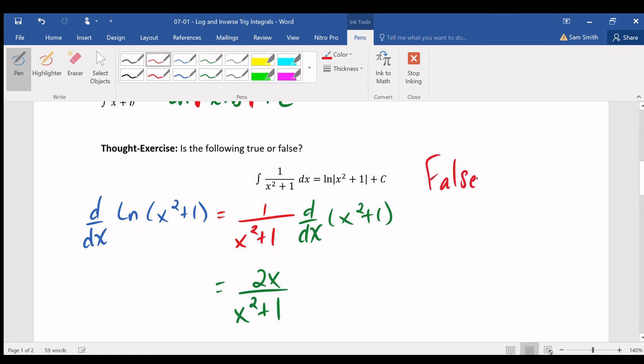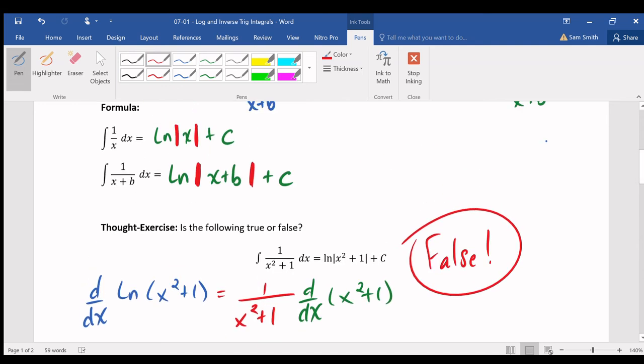This is false. The natural log of x squared plus 1 cannot be an antiderivative of 1 over x squared plus 1, because if I take the derivative of the natural log of x squared plus 1, the result is not 1 over x squared plus 1. So this is a false statement. You really have to be careful to make sure that if you're using this rule, you have a linear function with slope 1 in the denominator. Just x, not 3x, not 7x, just x. Then you can use this formula to find the antiderivative.